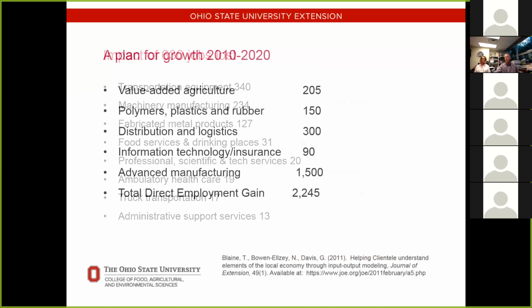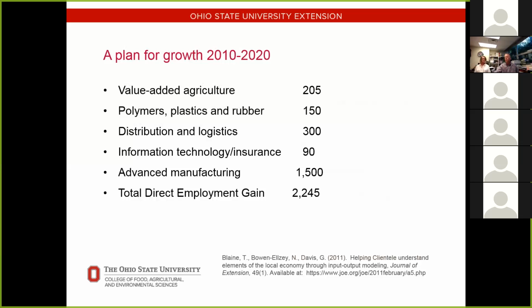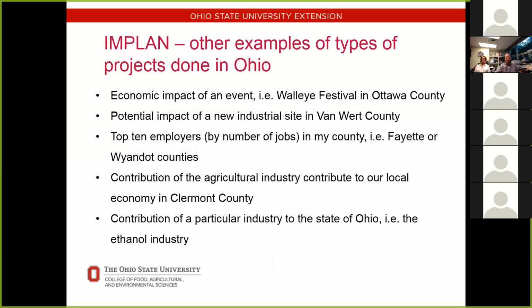Next slide. So here's our plan for growth. This is basically due to the story that we developed as a result of the IMPLAN analysis. We decided that we were going to try to grow jobs in these sectors. So there's a concerted effort now to work on gaining jobs in these areas, primarily through retention, expansion, and entrepreneurship. But that advanced manufacturing job number looks pretty big, I know. That's due to a super site that Van Wert County has, where they're hoping to land a rather large manufacturer. So that's the plan. Here's just a sampling of some of the examples of projects we have done.